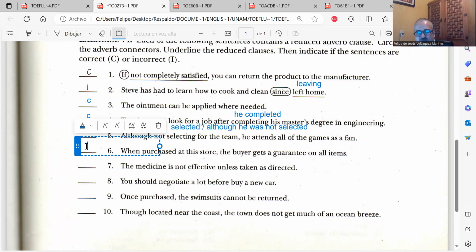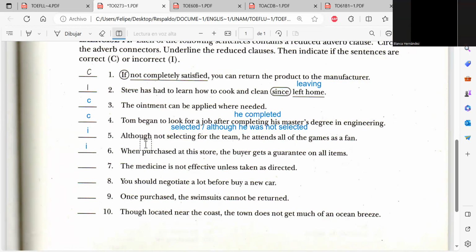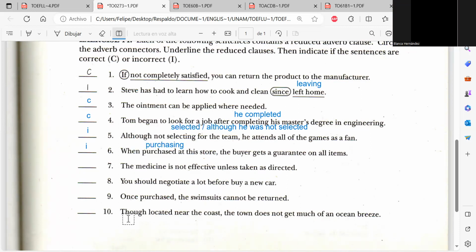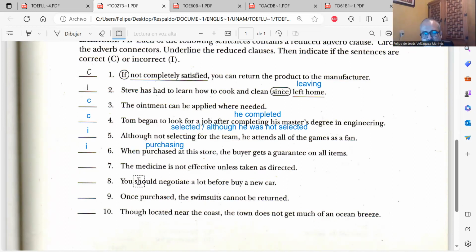So then we have to transform to ing. Okay, so: when purchasing at this store, the buyer gets a guarantee on all items. Or when he or she is purchasing at the store. Okay, very good, Felipe. Number 7.